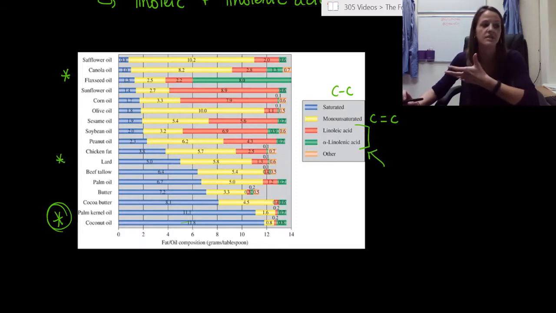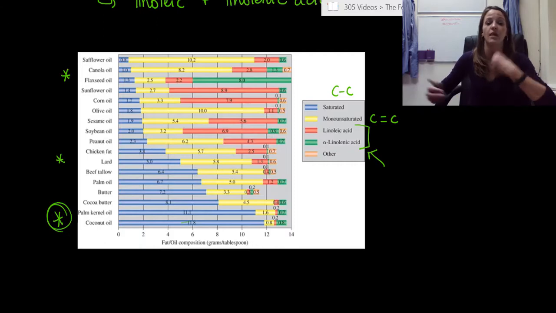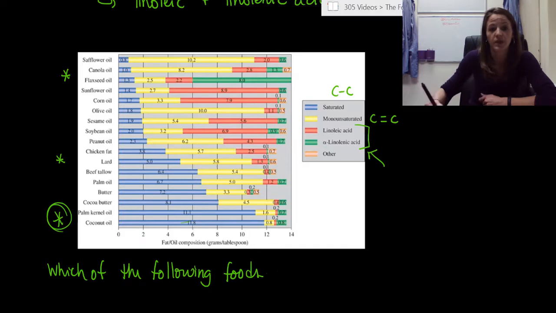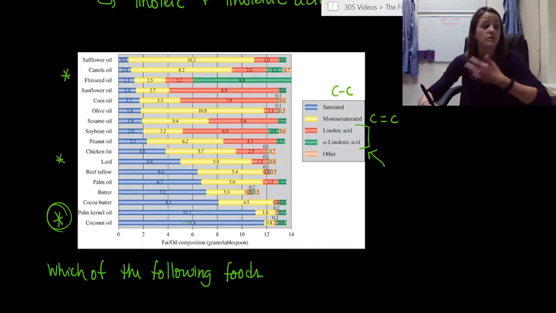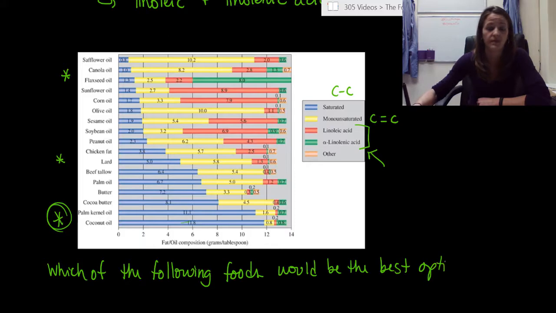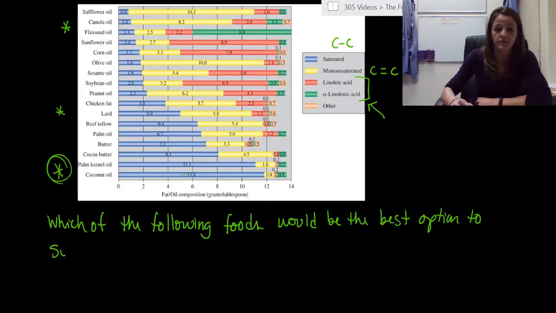But my question is, of these acids, and I'm going to give you a list of these, which one is the best to supplement our diet? So which of the following, and I'm going to just put foods, but really what I'm illustrating are either oils or fats. Okay, so which of the following foods would be the best option to supplement our diet?